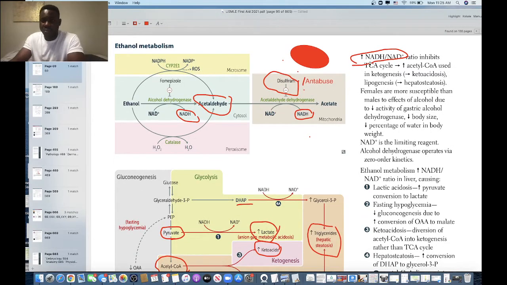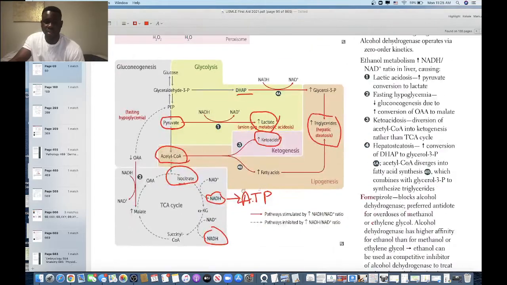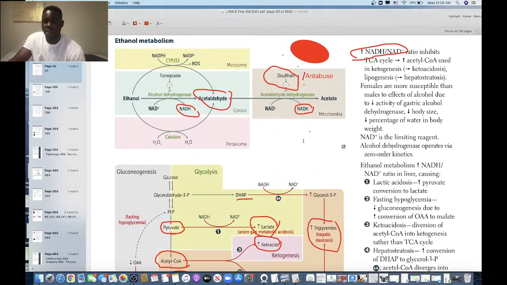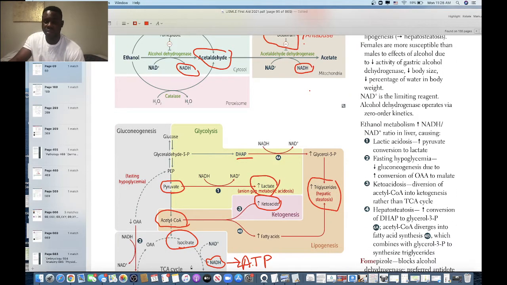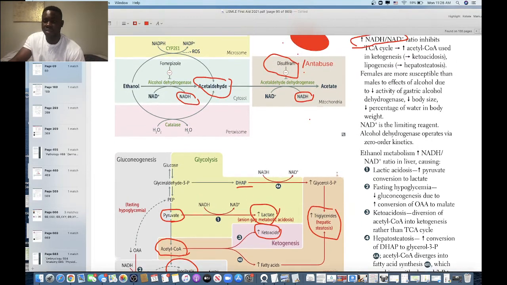So the NADH to NAD plus ratio increases and inhibits the TCA cycle. As we saw down here, it inhibits the cycle, and that leads to an increase in acetyl-CoA, as we saw here, because everything will back up. And then acetyl-CoA will be used to make ketones, and also be used to make fatty acids, causing hepatic steatosis. And also, these fatty acids are depositing in the liver. If you look at the histology, you'll see a lot of fat in it.